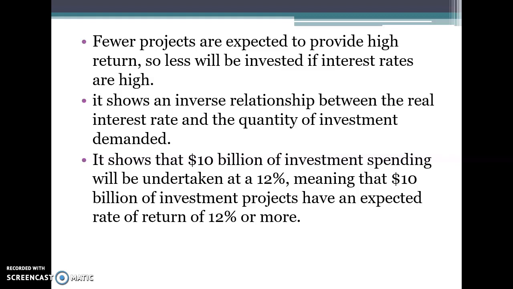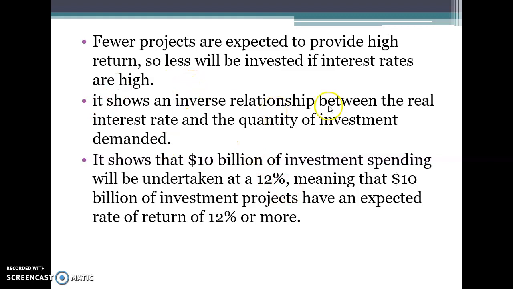Because fewer projects are expected to provide high returns, so less will be invested if the interest rates are high. For example, if the interest rate is equal to 12%, only those people are going to take a loan from the bank who are going to invest in projects which give them more than that 12% as the expected rate of return. But if the expected rate of return is lesser than 12%, they are not going to take the loan from the bank.